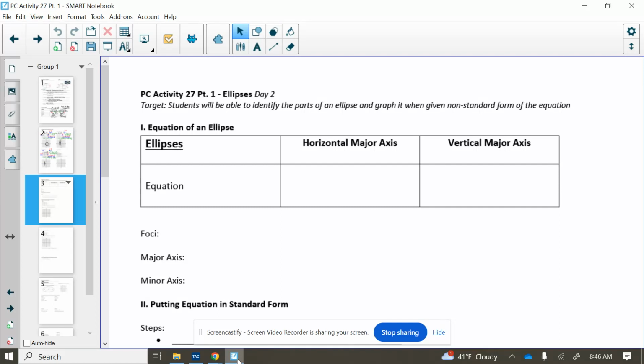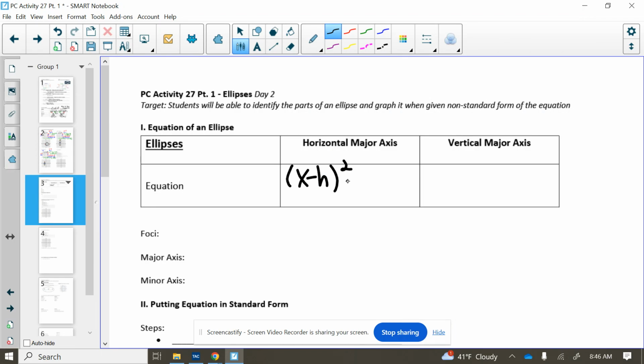Everyone, and welcome back to our ellipse lessons. Today we are going to talk about completing the square to be able to put our ellipse back into standard form. Now, a reminder when it comes to standard form with our ellipse, it's always (x minus h) quantity squared plus (y minus k) quantity squared equals 1.